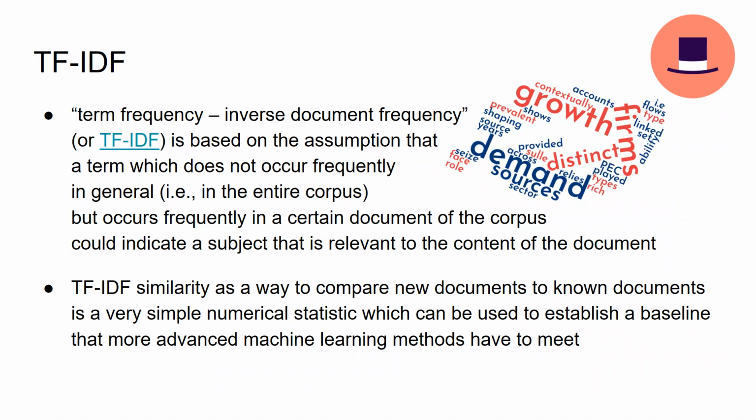TF-IDF similarity as a way to compare new documents to known documents is a very simple numerical statistic which can be used to establish a baseline that more advanced machine learning methods have to meet. You will be able to apply a TF-IDF-based machine learning algorithm to our data in one of the first exercises.